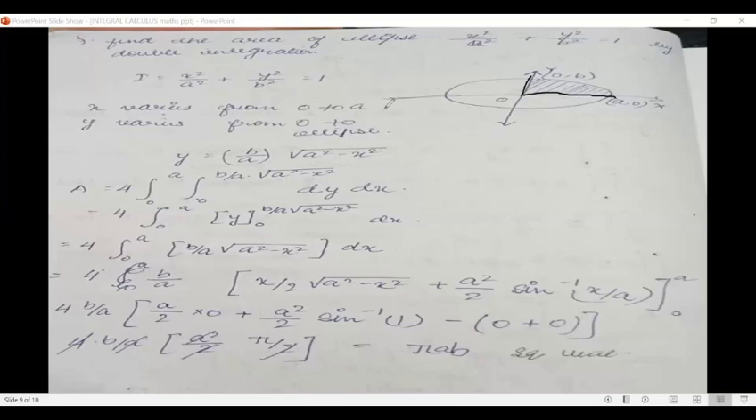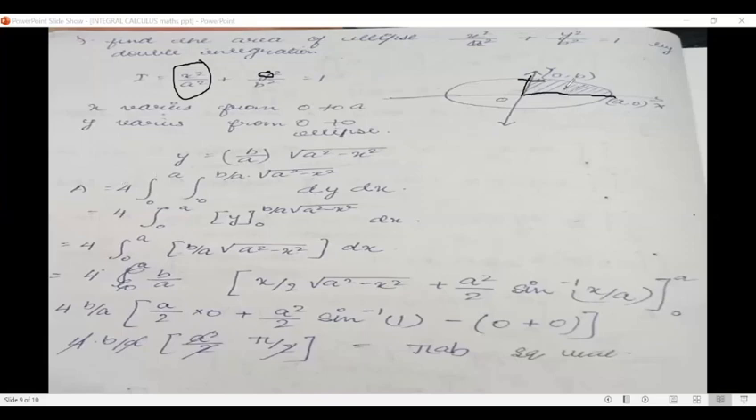So x varies from 0 to a, till this radius. Then y varies from 0 to the ellipse, as this ellipse is touching here. Now, just shuffle it. As we have to find the value of y, this whole term will come to the right side. It will become 1 minus this term, and this b square will come this side in multiplication form. So you will get this as the answer.